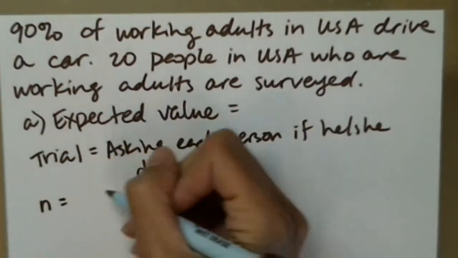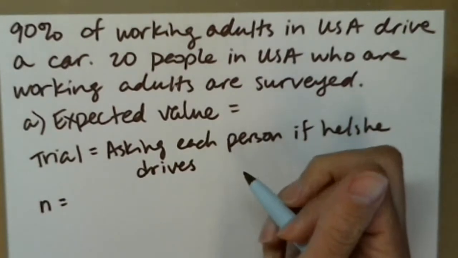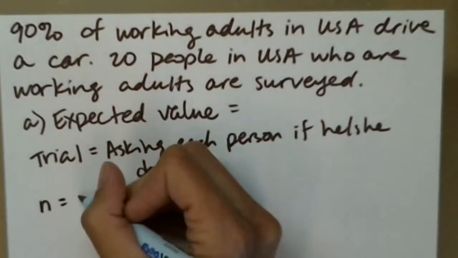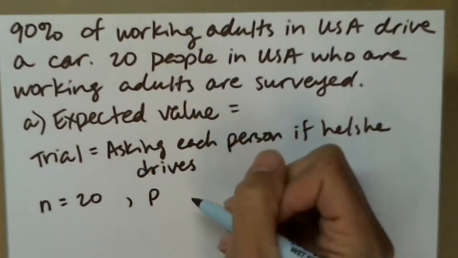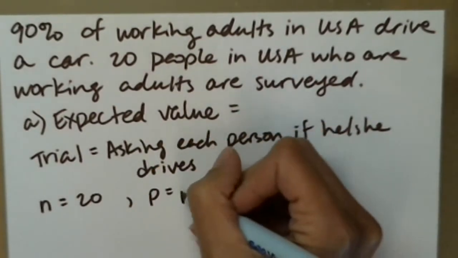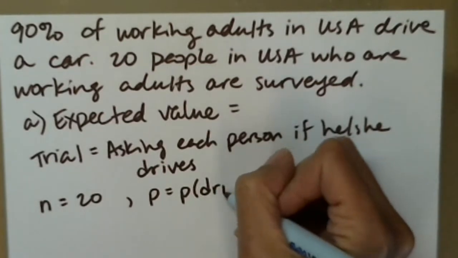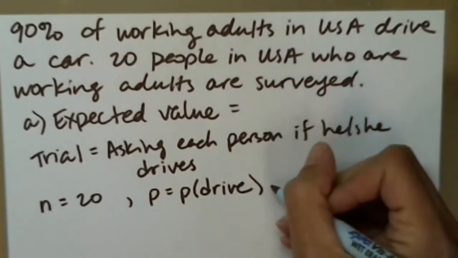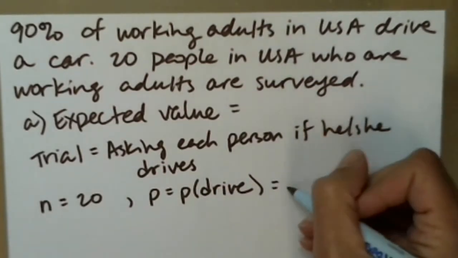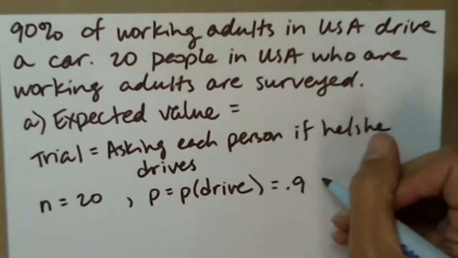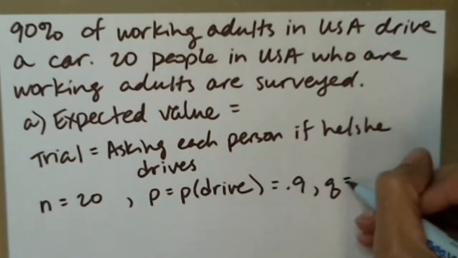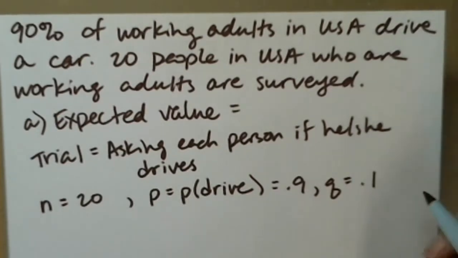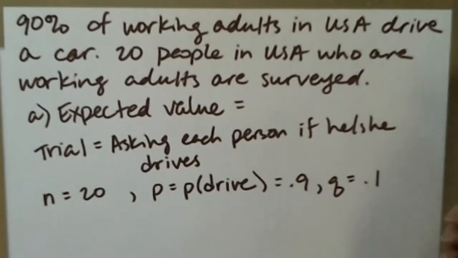N is the number of trials, and the number of trials, we're going to survey 20 people. So N is equal to 20. P is the probability of a success, and so a success in this case is that they drive. So the probability that any one person drives is 0.9, which means that Q, the probability that they don't drive, would be 0.1. Okay, so there's the pieces that we need.